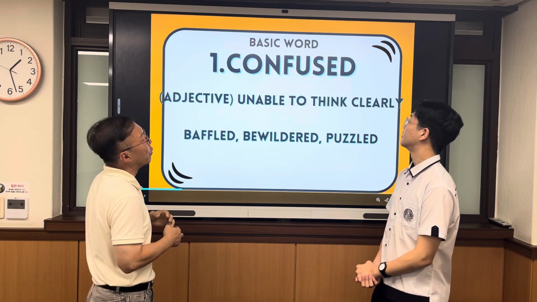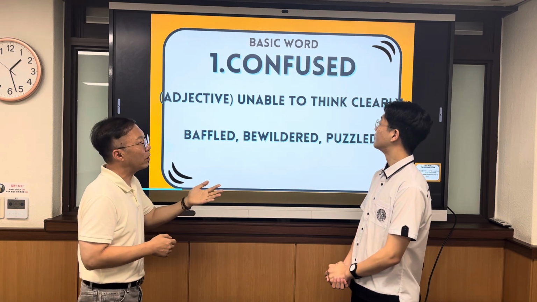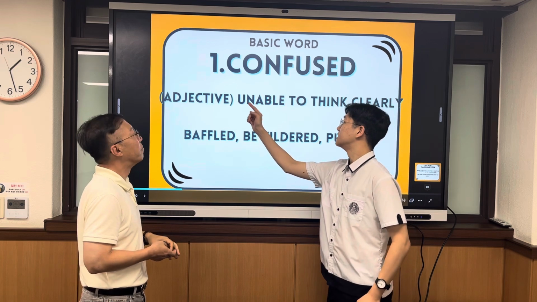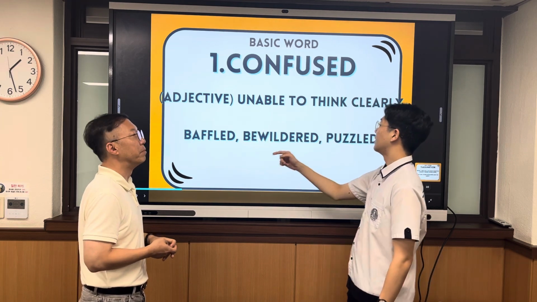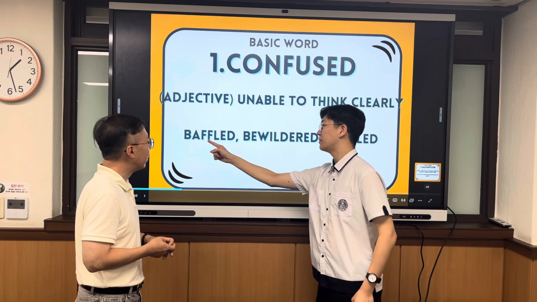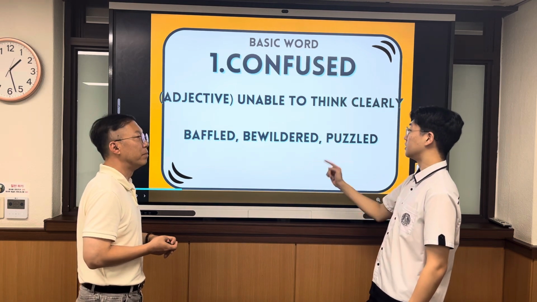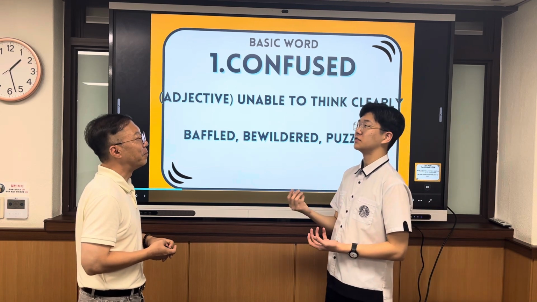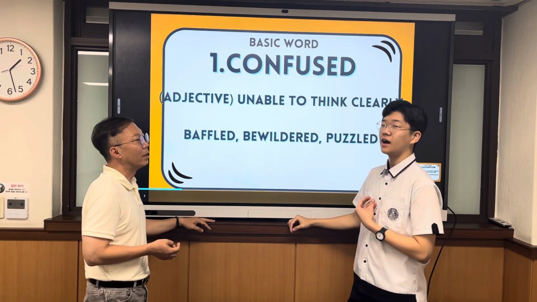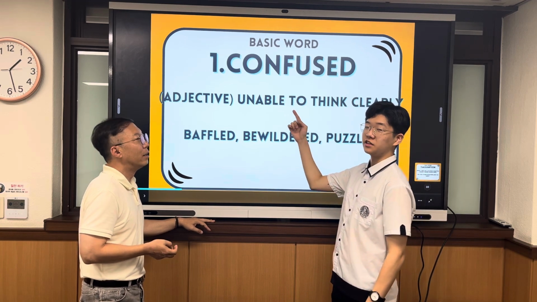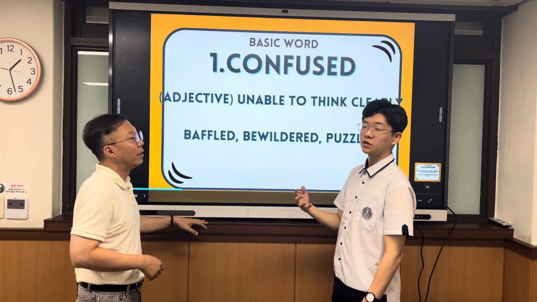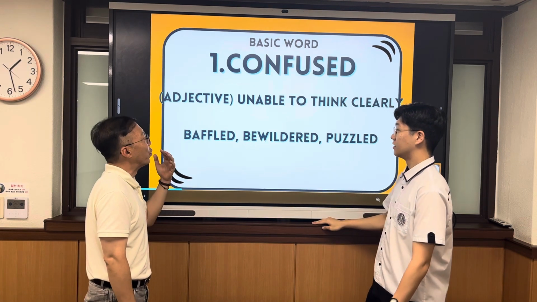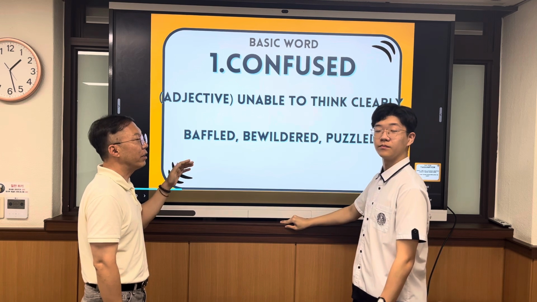So this is our first word today, confused. Jongwon, please tell me, what does confused mean? Okay. Confused's original meaning is unable to think clearly, and synonyms of the word can be baffled, bewildered, and puzzled. For an example sentence, I can say, I am confused how this word is in here. Okay. That's just a kind of basic word, so you might not want to study hard on this word right here. So when you are not able to think clearly, you can say confused.